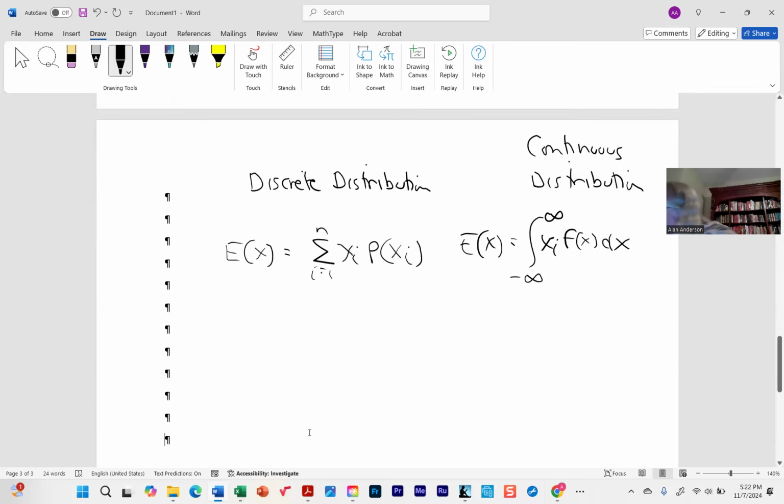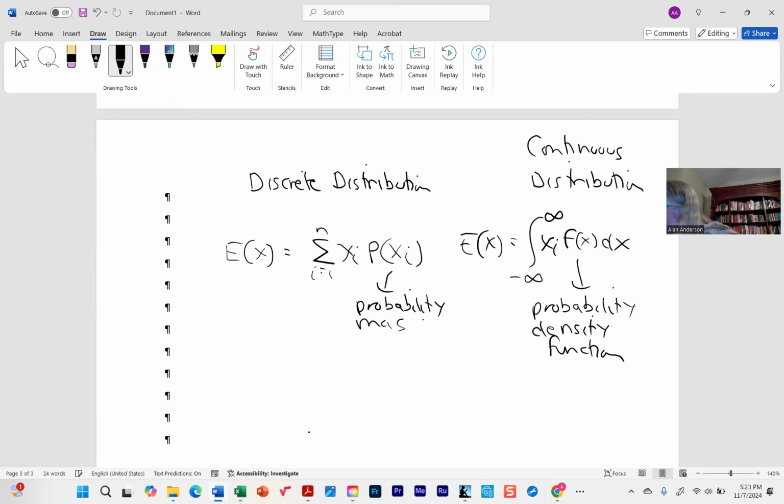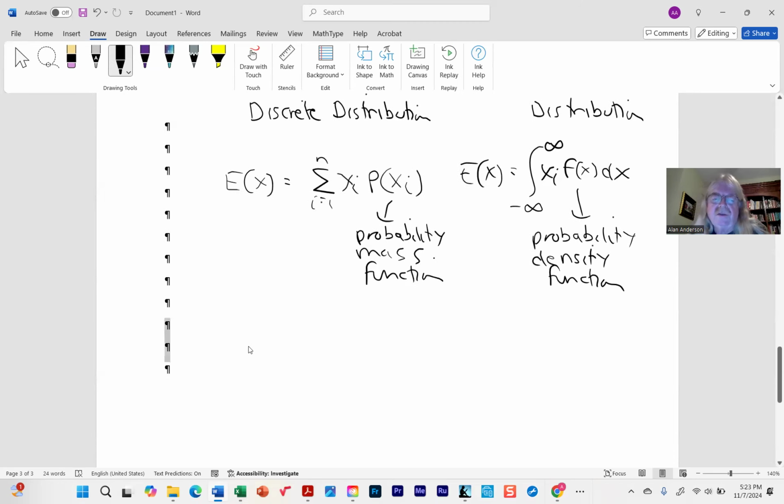So in other words, this is often referred to as the probability density function. When we're looking at a discrete distribution, we often call P of X the probability mass function. You can see the equivalence between the two because, as you know, integration is just infinite summation. So on the left, we have a finite number of x's. On the right, we have an infinite number. And so that's how expected value is calculated.